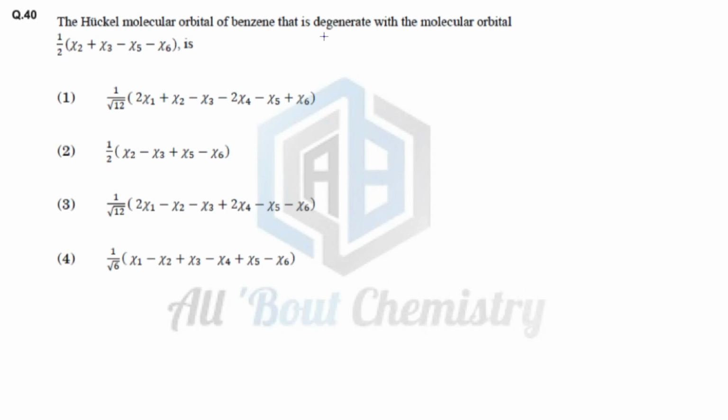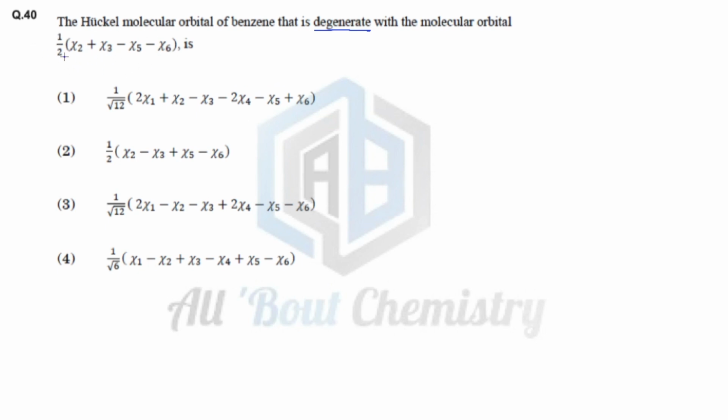So degenerate means what? It means that they have an equivalent amount of energy. Okay, both of them have the same energy. And for molecular orbitals, we understand the energy values through the number of nodes. Once you get the number of nodes, two orbitals having the same number of nodes will have equal energies. So this is one thing which you should know. Now the next thing is how to find the number of nodes for this particular molecular orbital.